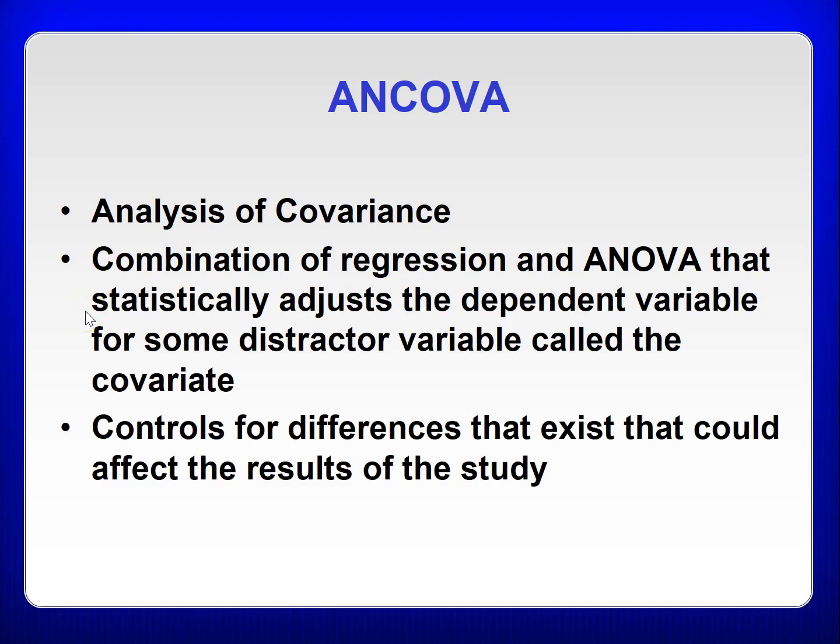Analysis of covariance is called ANCOVA. It is a combination of regression and ANOVA that statistically adjusts the dependent variable for some distractor variable called the covariate. A covariate is a distractor variable that is statistically controlled in ANCOVA and MANCOVA. Analysis of covariance controls for differences that exist that could affect the results of the study. ANCOVA can be used in factorial situations and with more than one covariate.